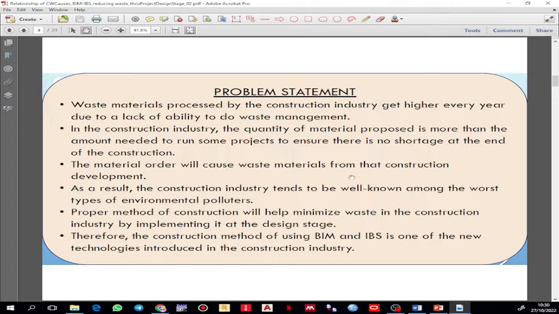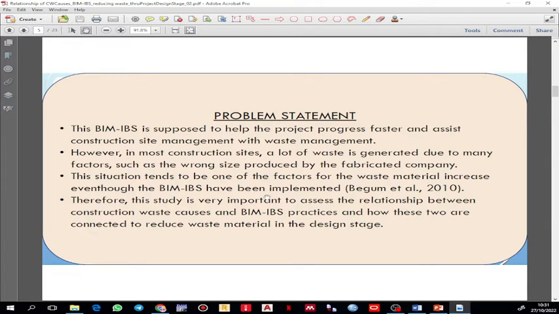polluter. A proper method of construction will help minimize waste in the construction industry by implementing it at the design stage. Therefore, the construction method using BIM and IBS is one new technology introduced in the construction industry. This BIM IBS is supposed to help a project progress faster, as well as construction site management with the waste management.